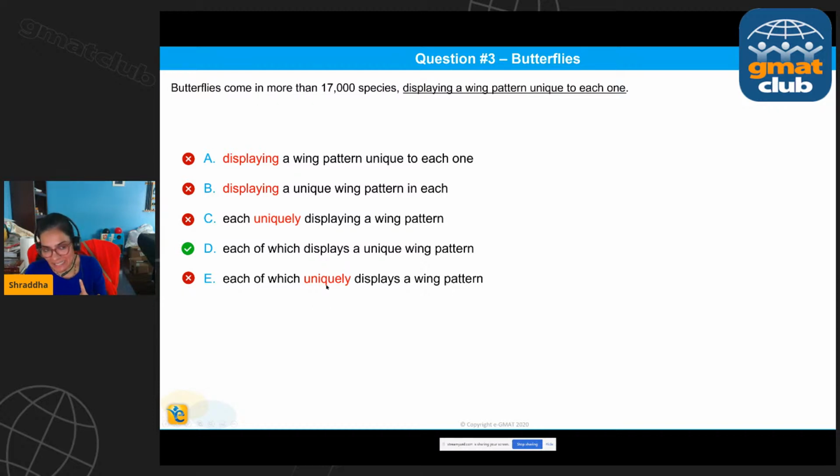Choice E has the same problem, although a lot of you fell for this one as well. But once again, uniquely is wrong. The correct answer choice here is each of which, which modifies the preceding noun, more than 17,000 species, each of which displays a unique wing pattern. And that indeed is the correct answer.